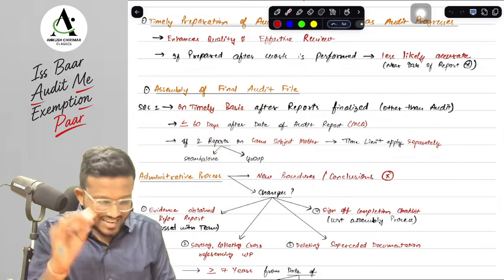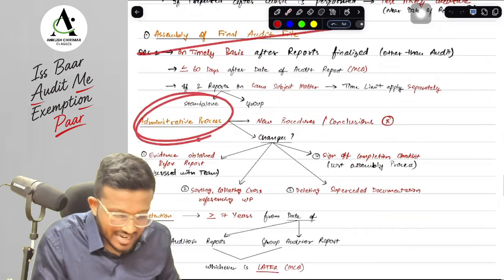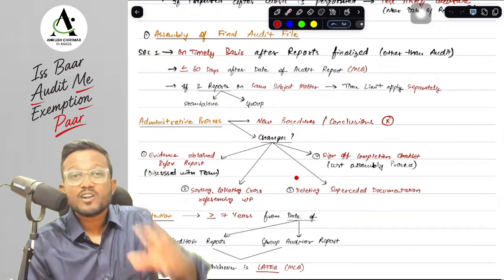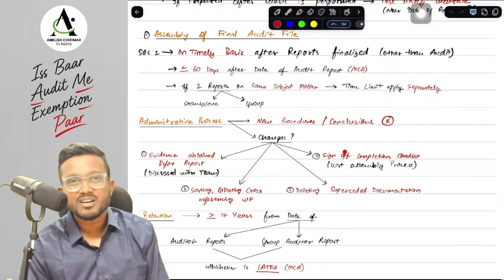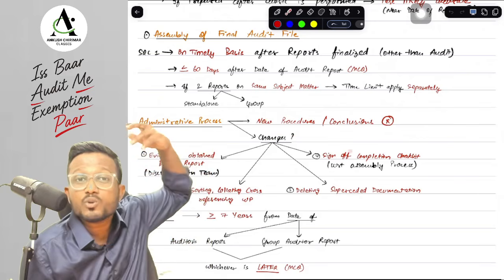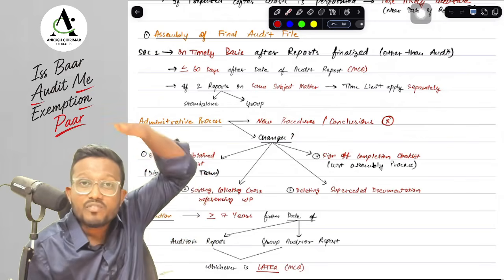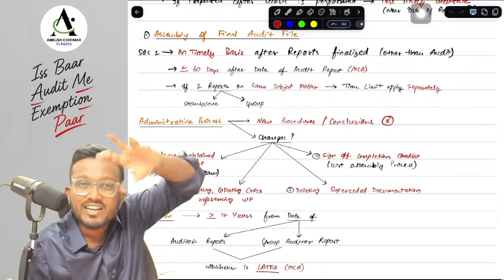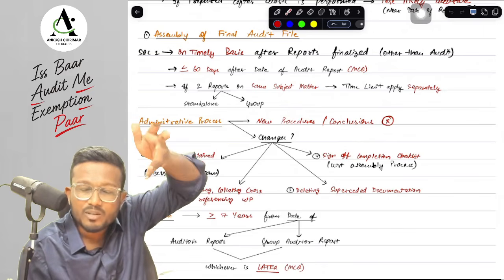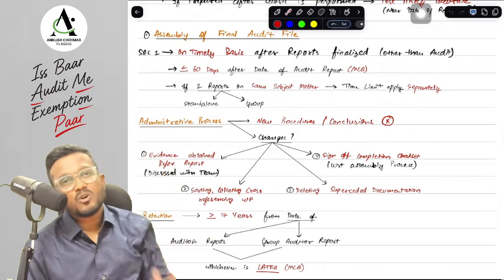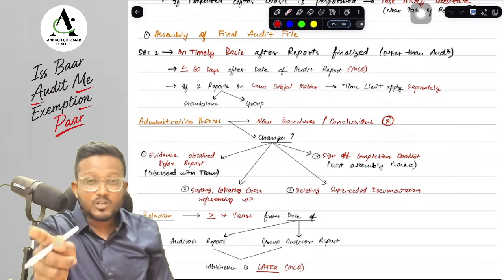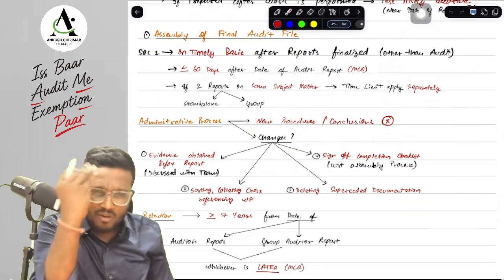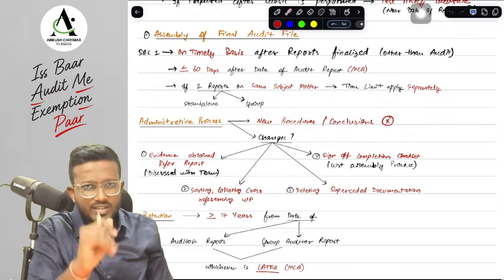Next, sir? This assembly of the final audit file is an administrative process, which means we cannot perform any new procedures or reach new conclusions in this circumstance. Why, sir? Because we have already issued the audit report. After issuing the audit report, we are just assembling the audit file. We cannot perform any procedures, but we can make some changes if the changes are administrative in nature, where we do not have to apply any of our brains. Then we can make those changes.